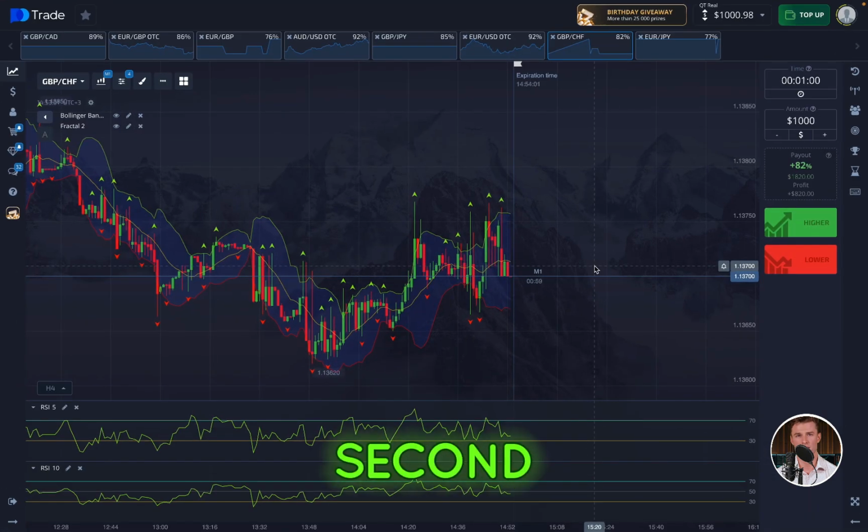So let's start the second session. I have already analyzed and selected all the currency pairs with the most optimal movement and payout percentages. In fact, you can see them in front of your eyes.